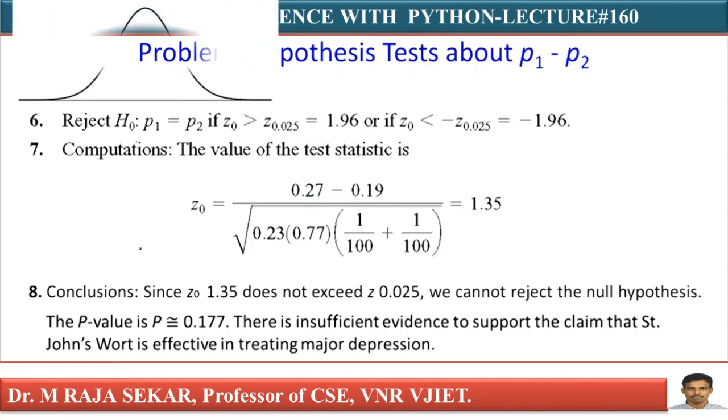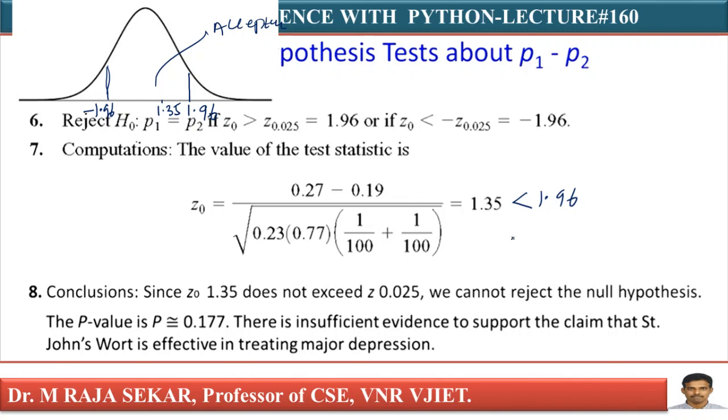This is the Z test. At 0.05 level of significance, for a two-tailed test, the critical values are 1.96 and minus 1.96. Just try to recall my previous lectures, I already explained how this 1.96 comes for 5% level of significance for a two-tailed test. What is your Z0 value? 1.35. This 1.35 is somewhere here, in the acceptance region. As it is in the acceptance region, 1.35 does not exceed this Z value at 0.05 level of significance. Your calculated value is less than 1.96, it's not exceeding 1.96. Therefore, we cannot reject the null hypothesis. That's our conclusion.